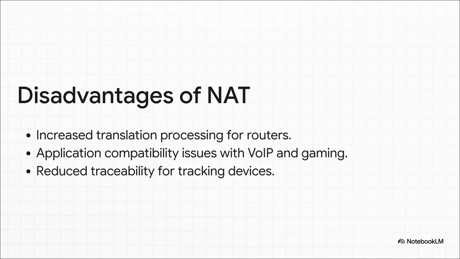But hey, there are disadvantages. All this translation work takes processing power, meaning routers just have to work harder. The biggest issue, though, is application compatibility. Things like VoIP phone calls, online multiplayer gaming, and peer-to-peer file sharing, those applications really prefer direct end-to-end communication. When NAT is constantly scrambling the IP and port info in the middle, users can experience hiccups, strict NAT-type errors, or even dropped connections. Also, because so many devices are hiding behind one public IP, tracing a specific action back to a specific individual device becomes much, much harder.